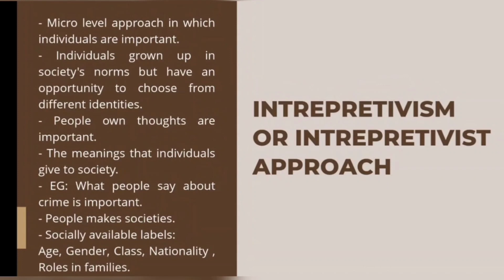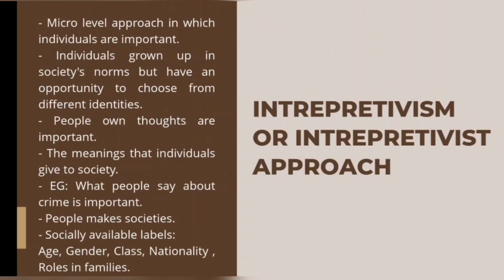People make society. Socially available labels are age, gender, class, nationality, and roles in families. To make up society, we need people. People make up societies, so there are different labels that people have. For instance, age: you might belong to different age groups. You have different genders, male and female. You have different class systems, upper class, middle class, lower class.